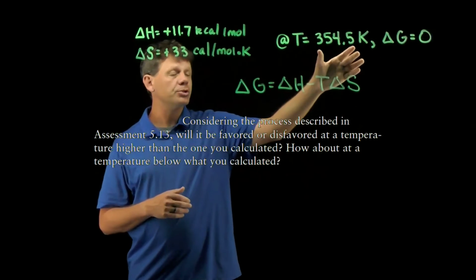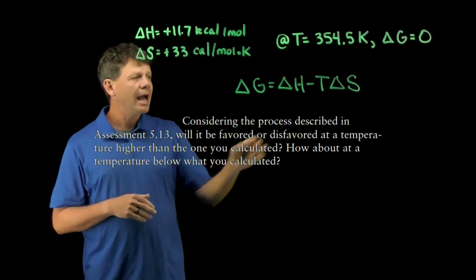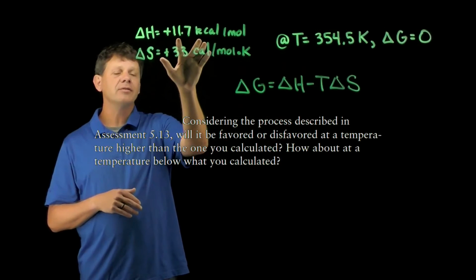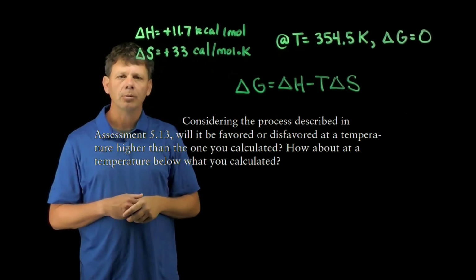At a lower temperature than the delta G equals 0 temperature, now entropy will play less of a role. That will let the unfavorable enthalpy be more important, and the reaction will be disfavored.